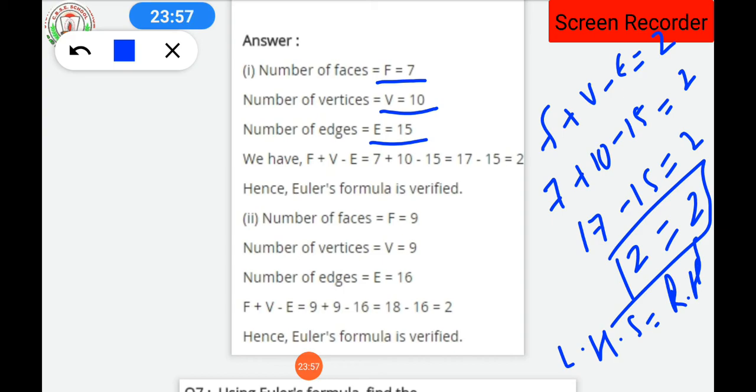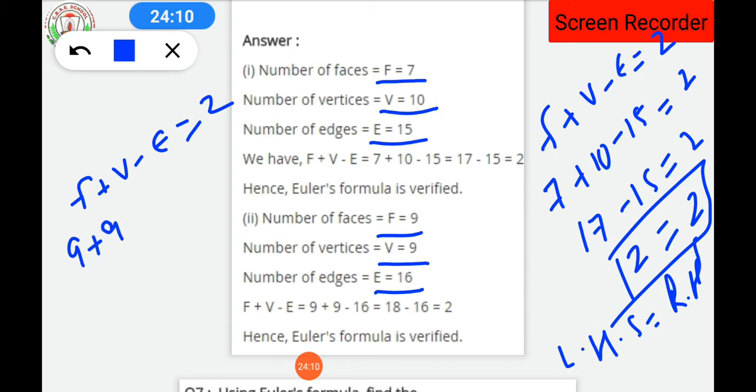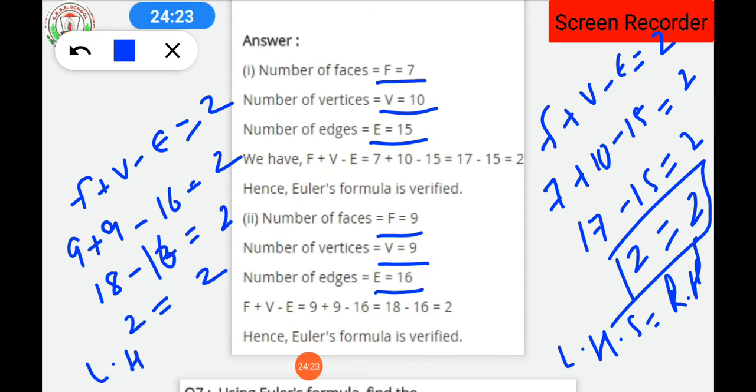Moving toward the next question, the face is given 9, vertex is given 9 and edge is given 16. So what is Euler's formula? F plus V minus E is equal to 2. So here 9 plus 9 minus 16 is equal to 2. So 9 plus 9 is 18 and 18 minus 16 is equal to 2. So here also LHS is equal to RHS. That means number of faces 9, number of vertices 9 and number of edges 16 verify Euler's formula.